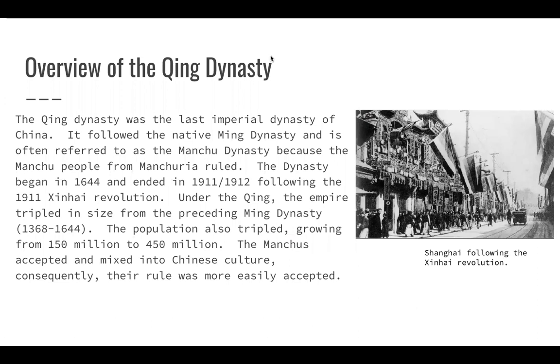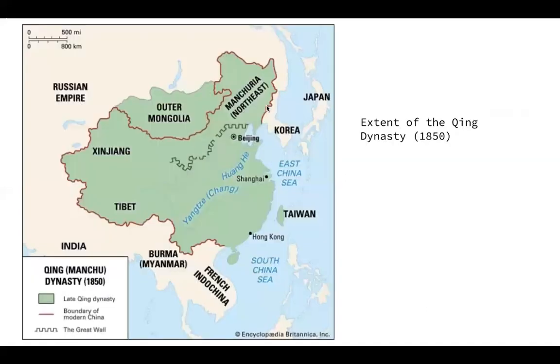Under the Qing, the empire tripled in size from the preceding Ming Dynasty, which was from 1368 to 1644. The population also tripled, growing from around 150 million to 450 million. The Manchus accepted and mixed into Chinese culture, consequently their rule was more easily accepted. And here you can see the extent of the Qing Dynasty in 1850. They were bordered by the Russian Empire, India, French Indochina and Korea.